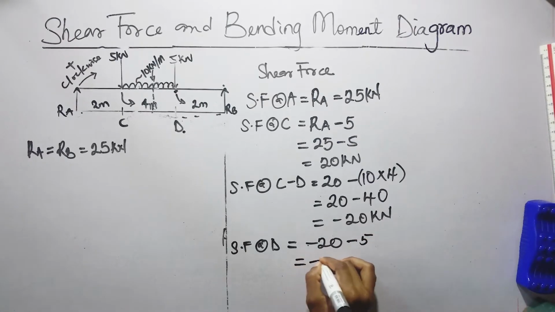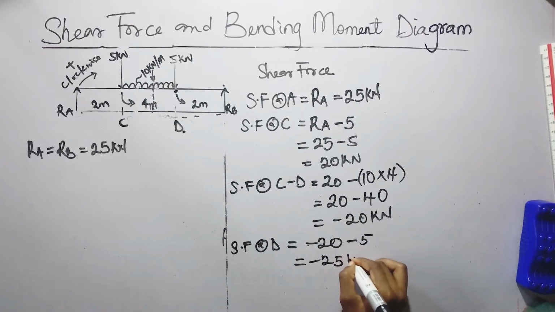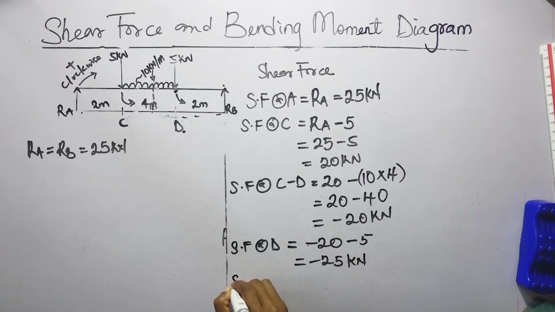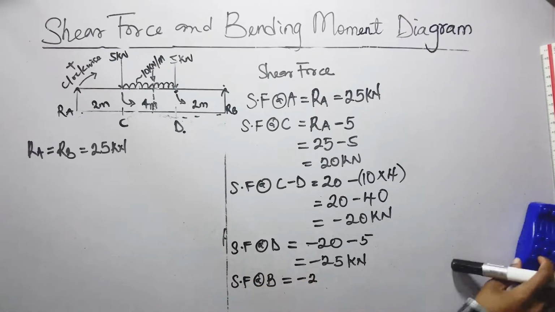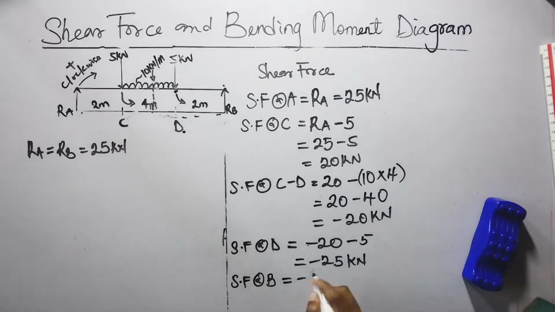Now take note, shear force at B is always minus the value gotten at B. So we'll have minus RB, which is equal to minus 25 kilonewton.